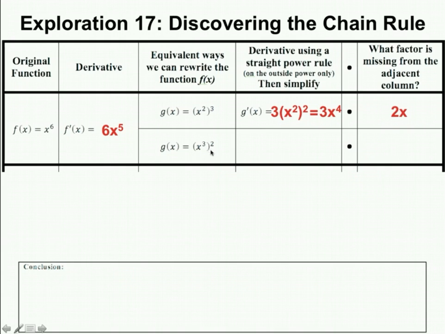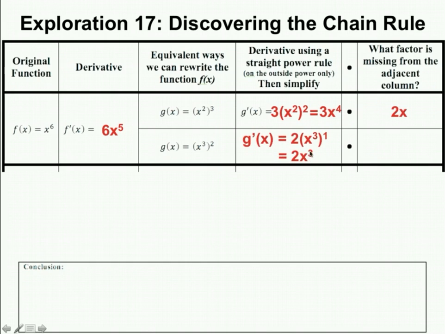So what you're going to do is try doing this with g of x being x cubed squared. You're going to bring down the 2, and you're going to leave this alone, x cubed, and then this is going to become a 1. Okay, and then go ahead and try that with the rest of the functions. After you do that, you're going to try to figure out what's missing. So what factor is missing to make it 6x to the 5th, because you know this is the right answer. And then you're going to try that for some other functions as well.